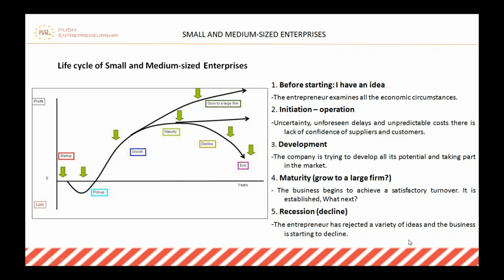Development phase. Once the initial difficulties have been overcome, the company is trying to gain a reputation, developing all its potential and taking part in the market. It needs to adapt the business plan, the marketing plan, the product and service, and so on. It defines the mission and the purpose of the business and establishes a strategy based on the entrepreneur's belief. All the necessary departments have their workforce. The administration is run by selected executives headed by the entrepreneur. This phase can last for a long time.